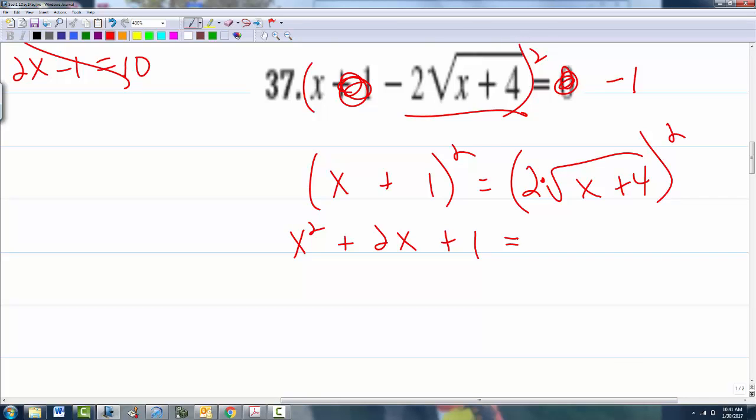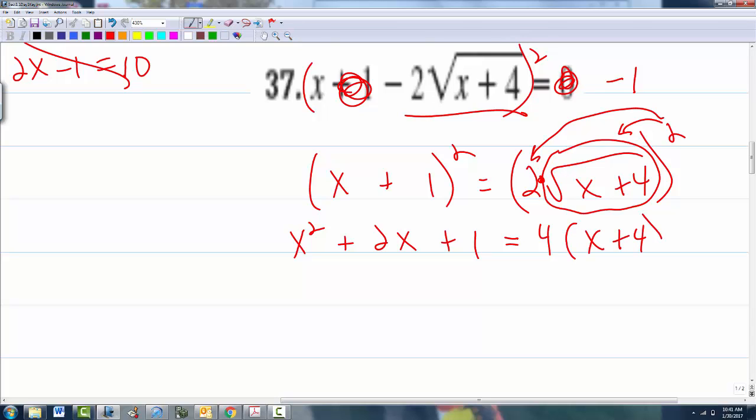I'll give you a hint. That's 2 times this squared. So what's 2 squared? Because someone just blurted it out over there. 4. And then what's this squared? So this one you can distribute the times because you really are squaring the 2 and squaring the square root. And that's a free x plus 4. Now what do you do? Distribute. And now what do you do?